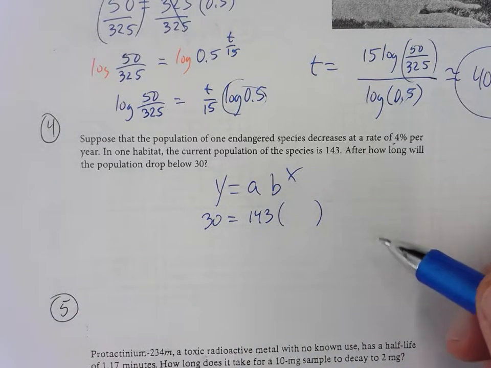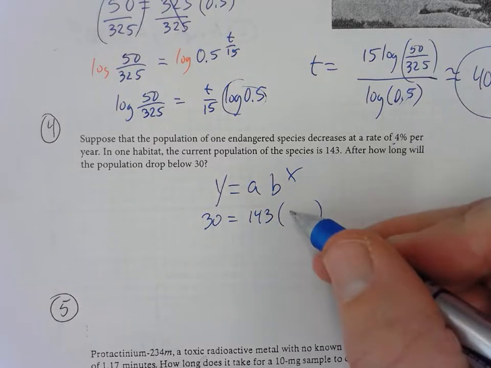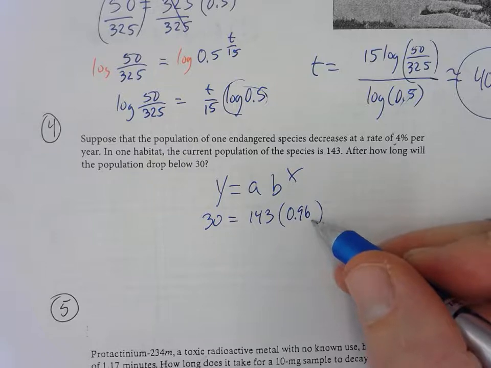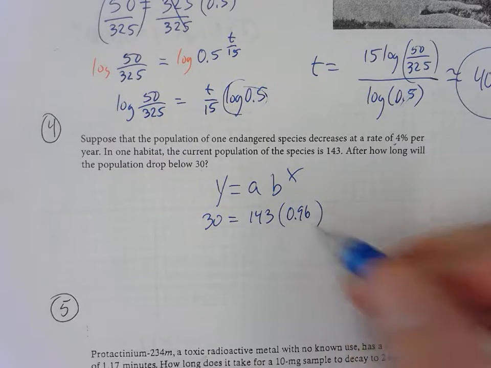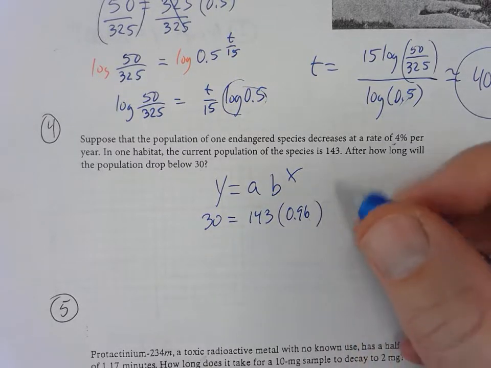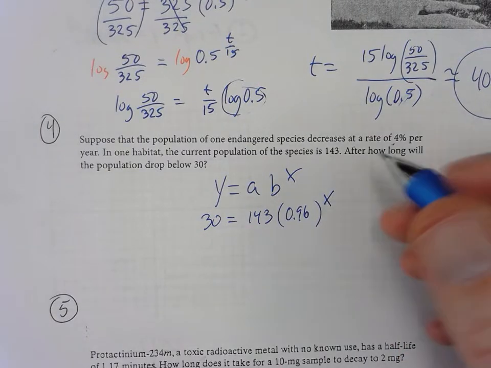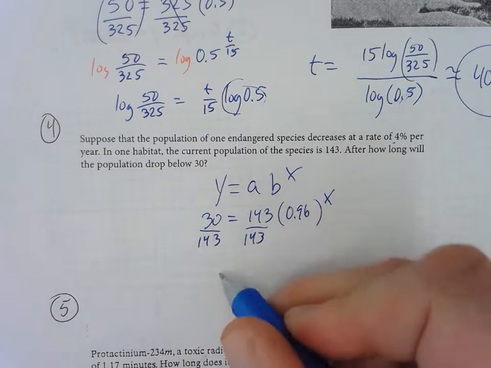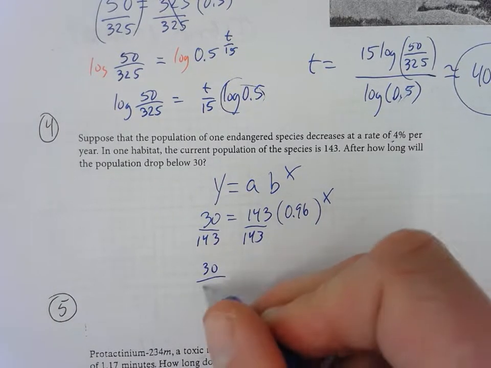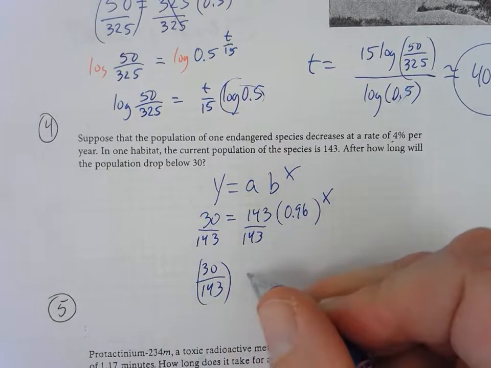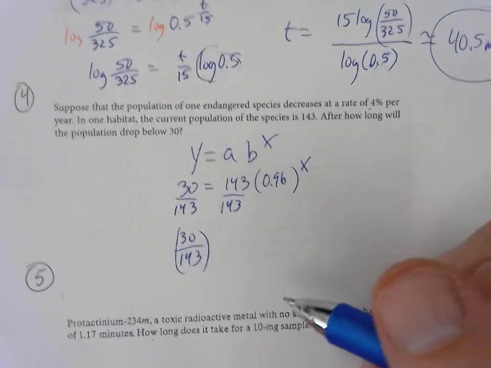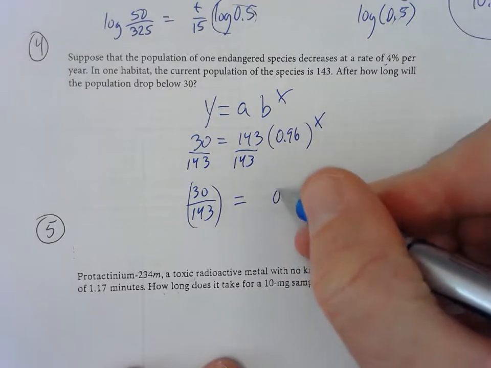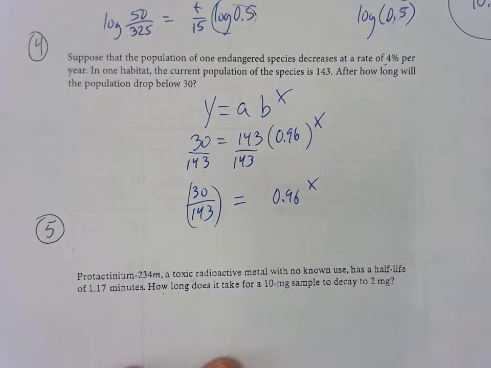If I'm going down 4%, that means I'm keeping 96%. I'm losing 4 pennies per each dollar. If you think about this as a dollar, I'm losing 4 cents to the x power. All right, divide the 143 over, just like we did on the last problem. This one solves out a little bit easier. So it's 30 over 143. As a fraction, I don't want to change that into a decimal because it'd be an awfully yucky decimal. And 0.96 to the x power.